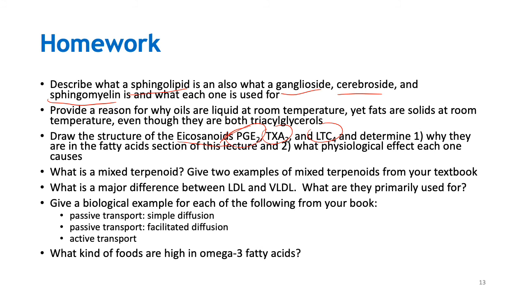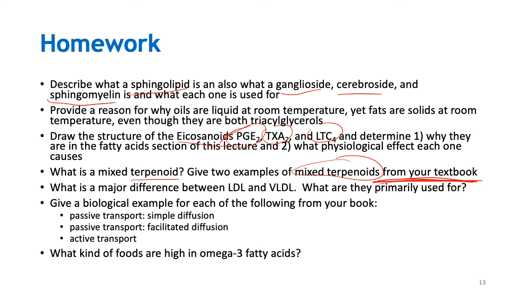And what is a mixed terpenoid? I told you what a terpenoid is, and I told you what a terpene is, but what is a mixed terpenoid? What I want you to do is find and give me 2 examples of mixed terpenoids from your textbook. I need you to look in your textbook. I'm really encouraging y'all to read this chapter.